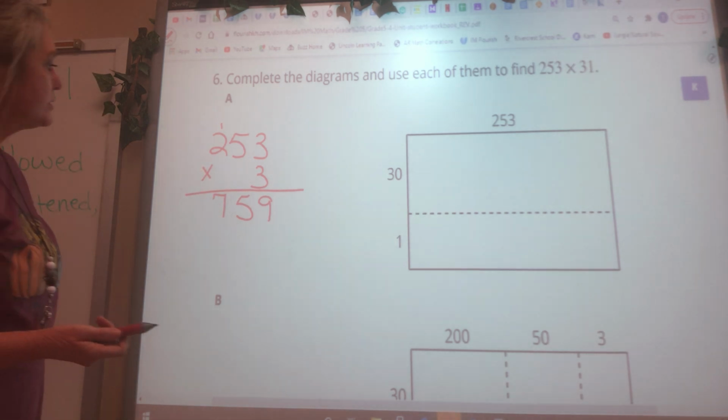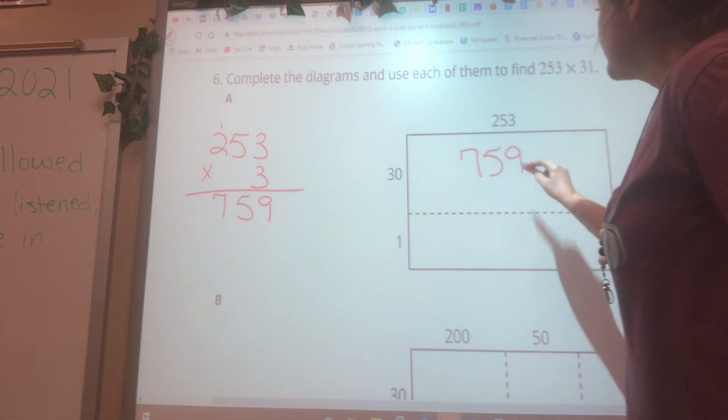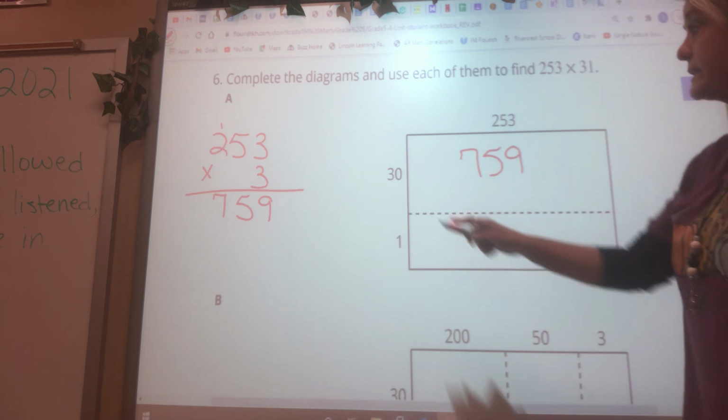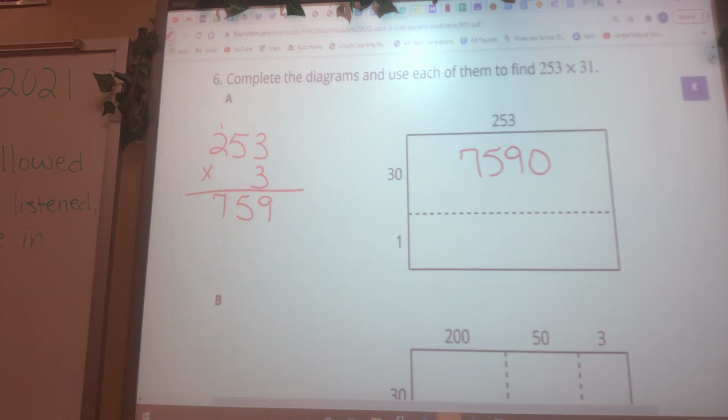So we know that the top part, we got 759, and then how many multiples of 10 were we dealing with? Just the 1. So our top part is 7,590. If we look at the bottom part, 253 times 1, well, that's just 253, isn't it?